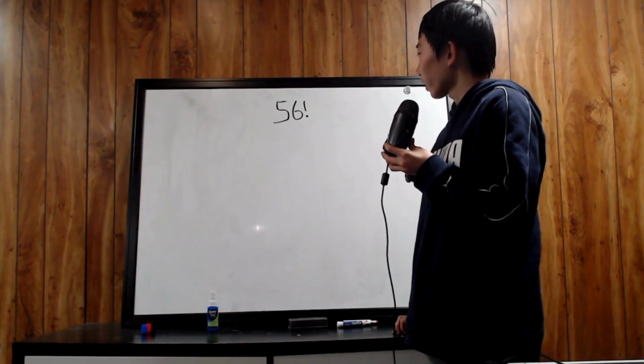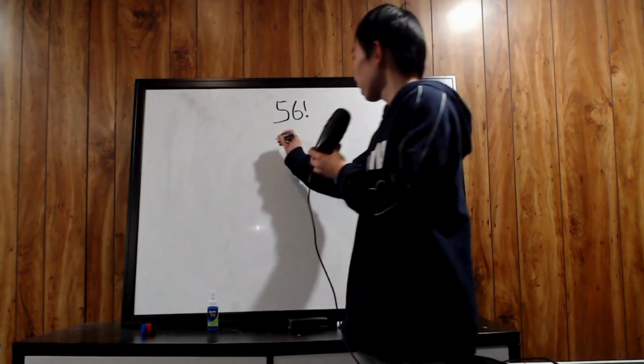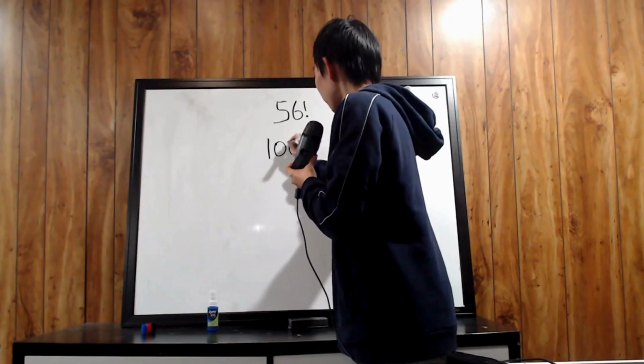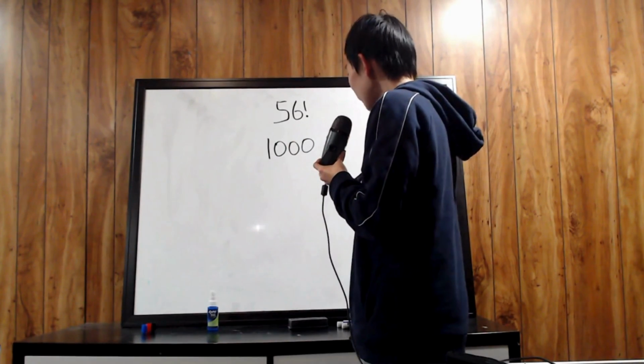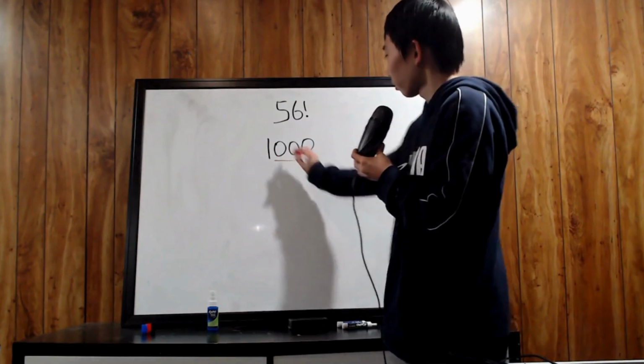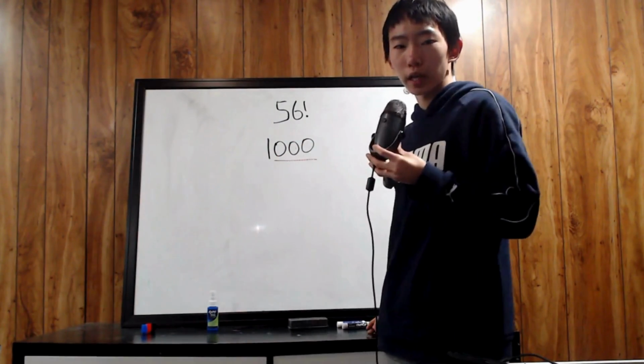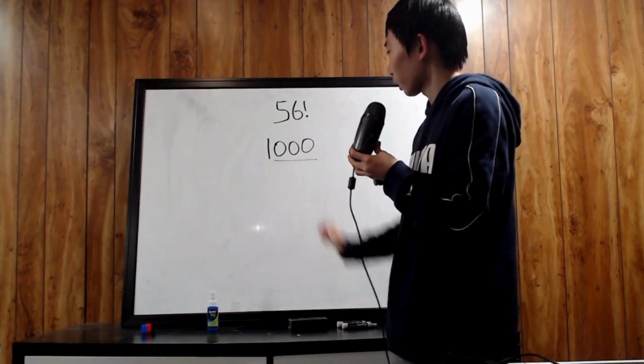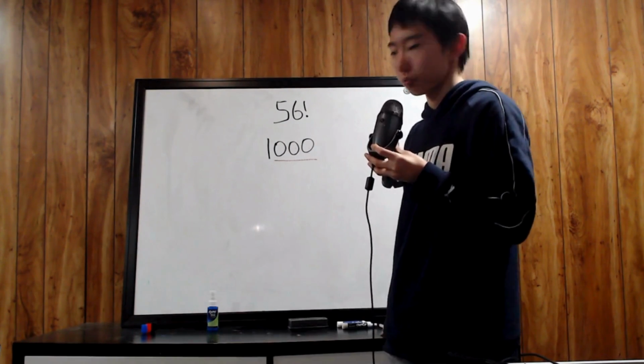Now, for clarification, the number 1000, as an example, has 3 trailing zeros, right? 1, 2, 3. Or you can say terminating zeros, right? They're kind of like a tail of zeros here.